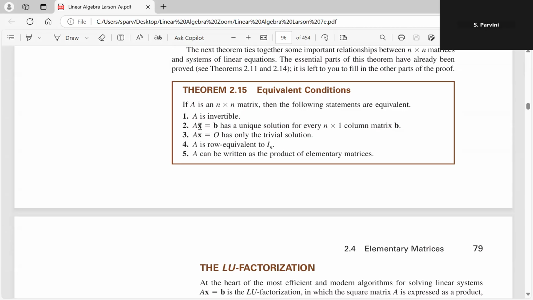Now, the proof of number 2 we actually have done, right? We did this proof earlier. Remember, we said this has a unique solution. I actually went through it, pre-multiplied by A inverse. So you saw the proof of this, but you didn't see the proof of the other ones. So I'm going to skip the proof of these, okay?